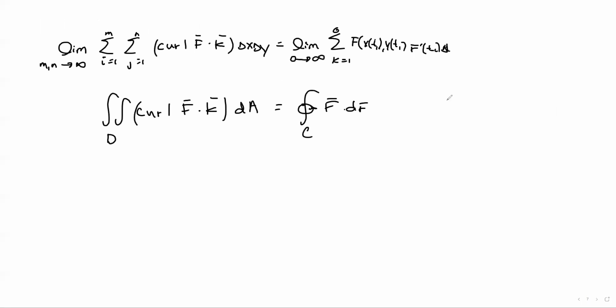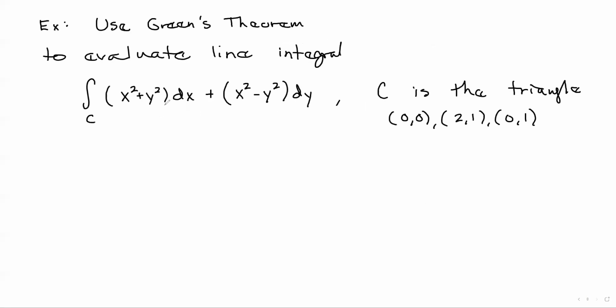So if they say use Green's theorem to evaluate a line integral, they're not saying to just evaluate the line integral. They're saying to evaluate the double integral. So you want to switch over to the double integral and replace this with the double integral. That would be using Green's theorem to evaluate this line integral. All right, so I hope that makes sense.